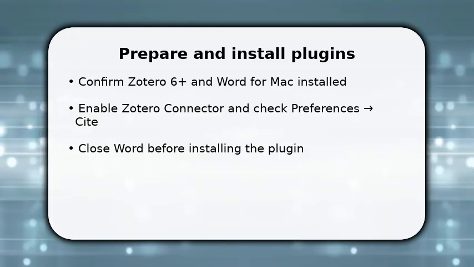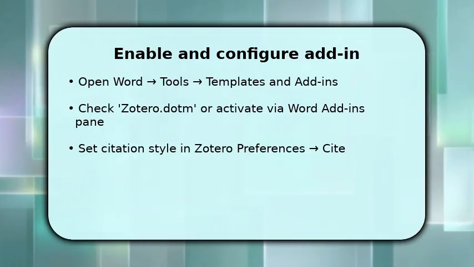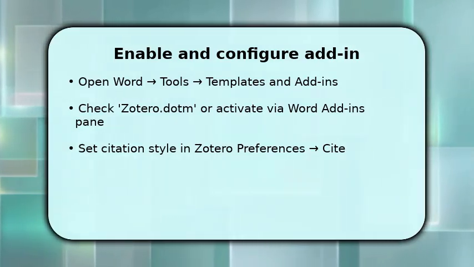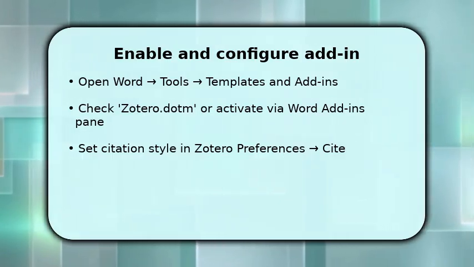Now enable the add-in inside Word. You open Word, go to Tools > Templates and Add-ins, and look for Zotero.dotm. If present, check it. If not, go to Word's Add-ins pane and load the Zotero add-in manually.